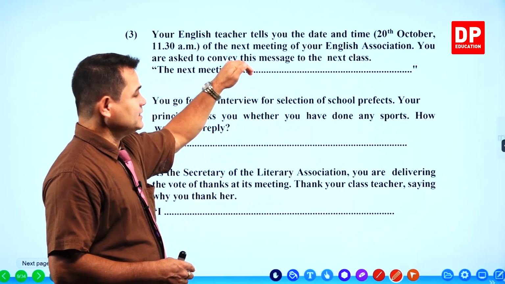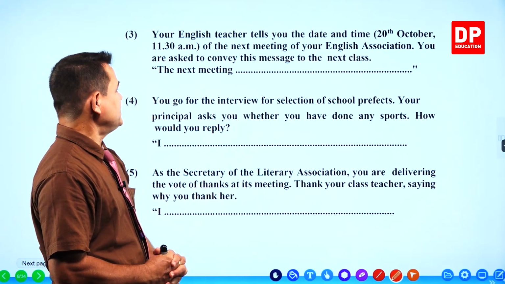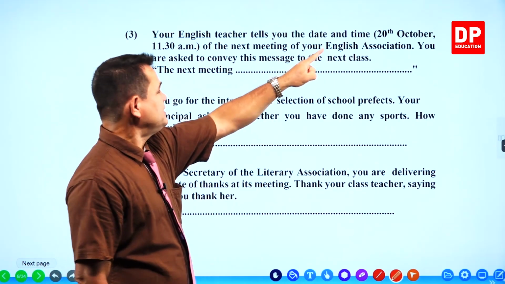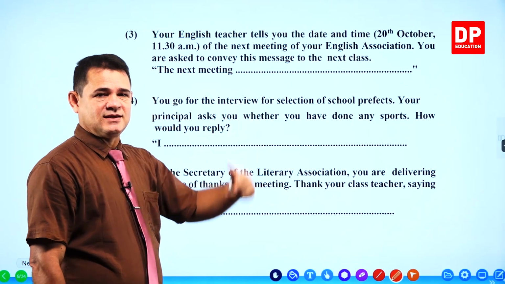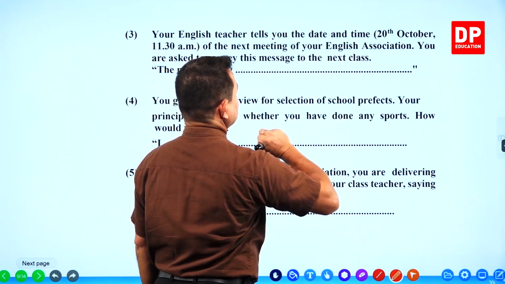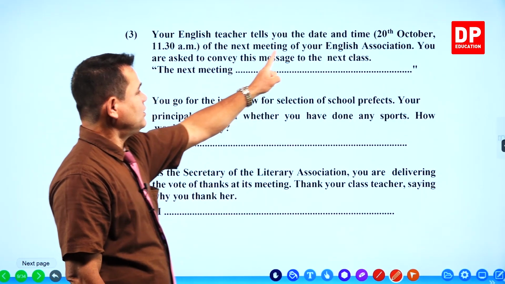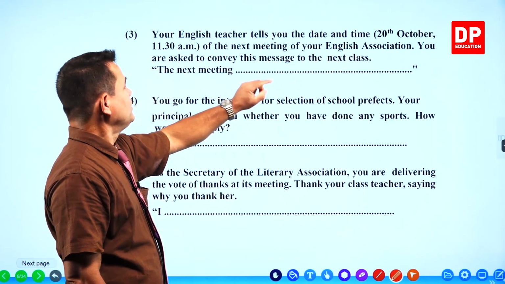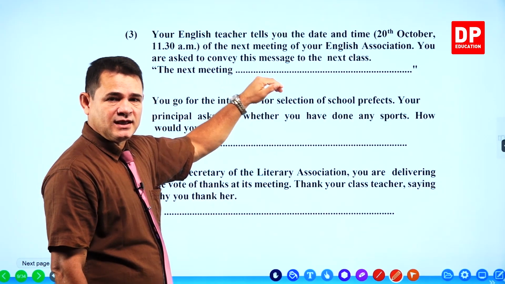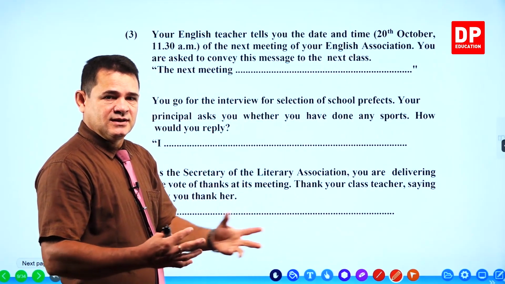What is the message? How would you do that? Starting with this word, the next meeting of the English association. You better say the next meeting of the English association will be held on, and then add the date and time. Or the next meeting will be held on this day, this time. Better take this word also, otherwise they don't know what it is.